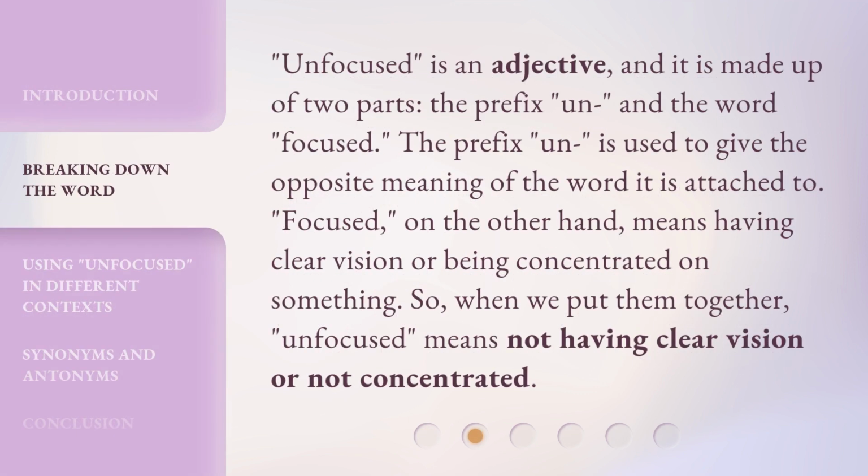Unfocused is an adjective, and it is made up of two parts: the prefix un and the word focused. The prefix un is used to give the opposite meaning of the word it is attached to. Focused, on the other hand, means having clear vision or being concentrated on something. So, when we put them together, unfocused means not having clear vision or not concentrated.